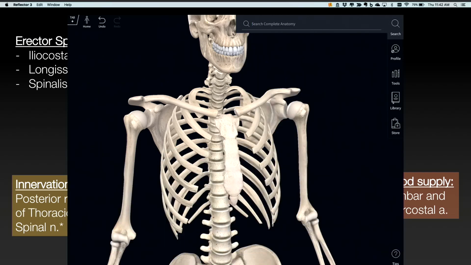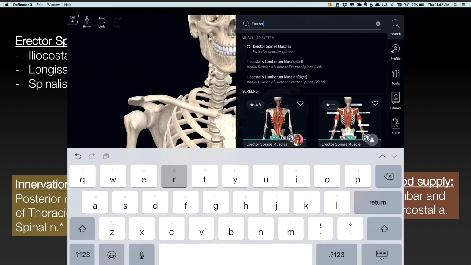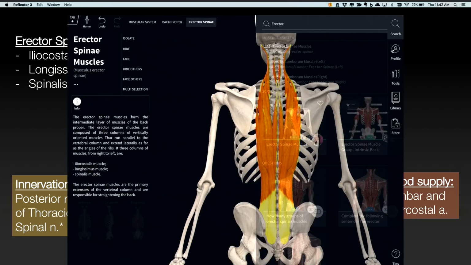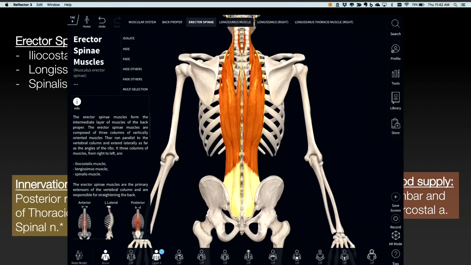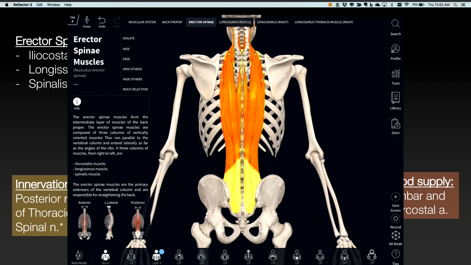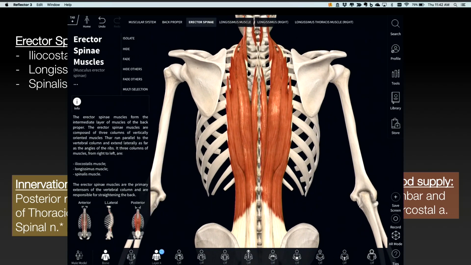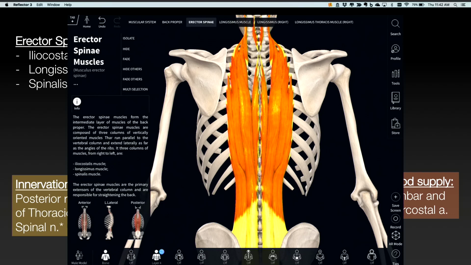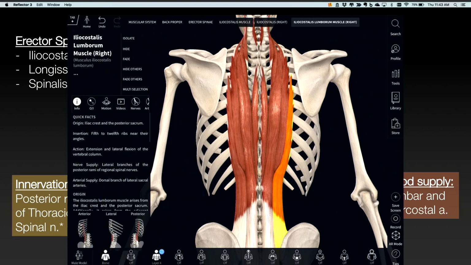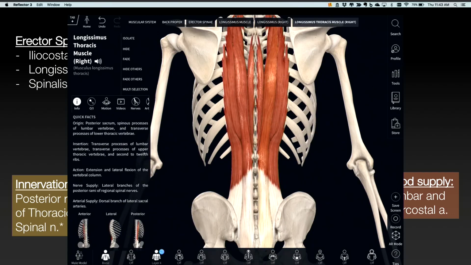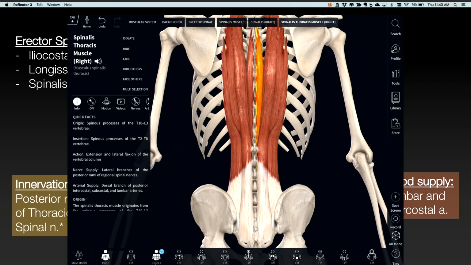Erector spinae. These are the erector spinae muscles. Okay? You can see them on both sides. From outside to in, from lateral to medial, what am I looking for first? Iliocostalis. There are a couple different designations, so thoracis or lumborum, but these two are iliocostalis, longissimus, aptly named because it is quite long, spinalis in the middle.